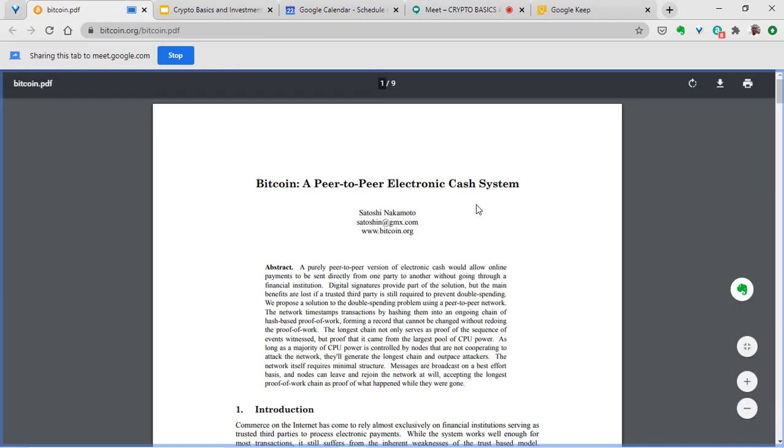Basically, this is the Bitcoin white paper. Just 9 pages. You can see the name Satoshi.